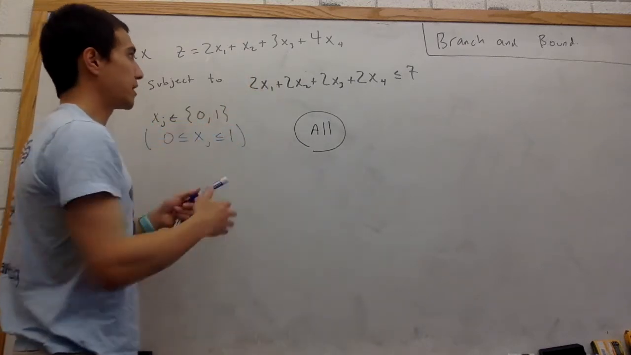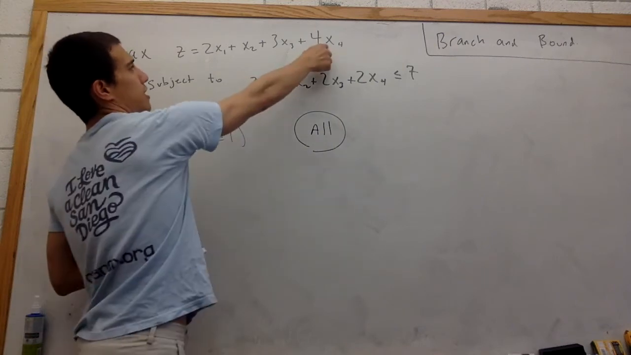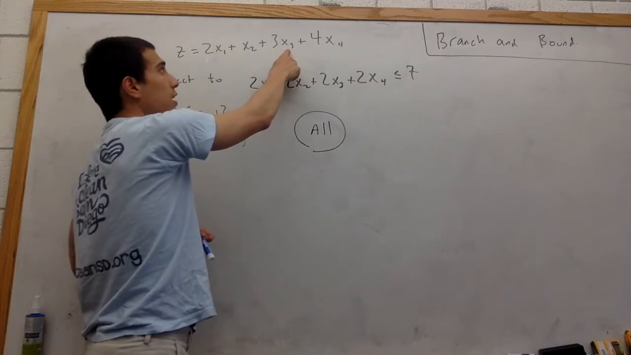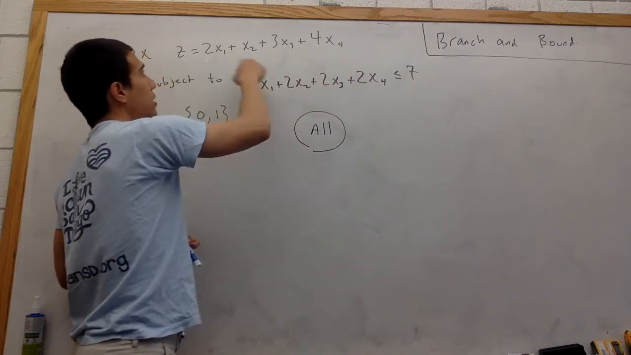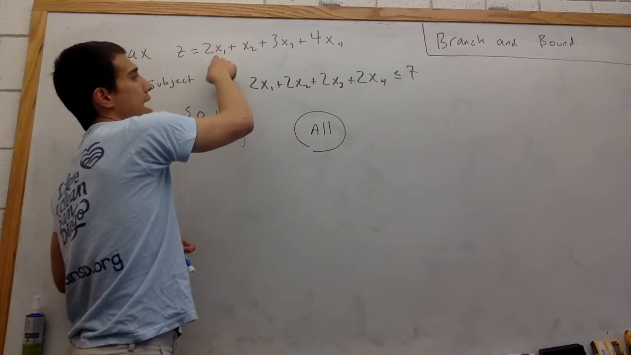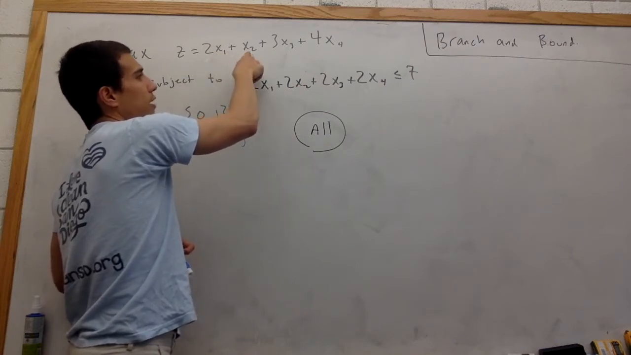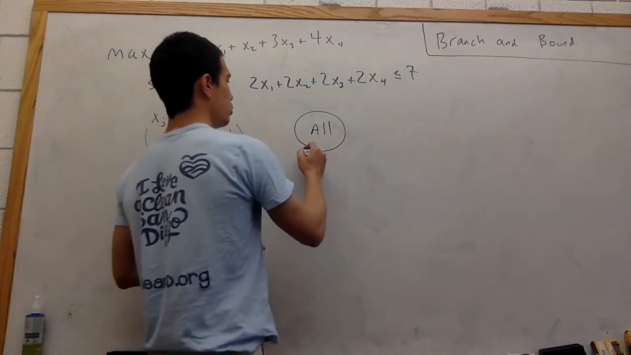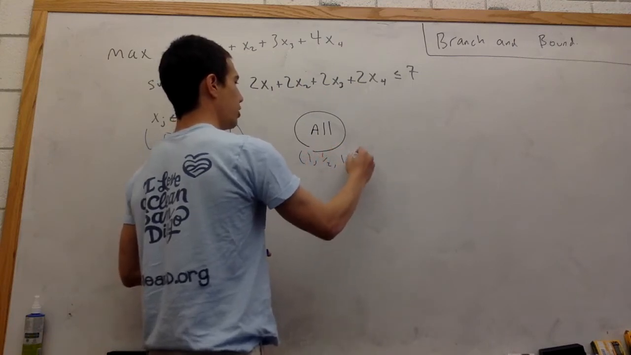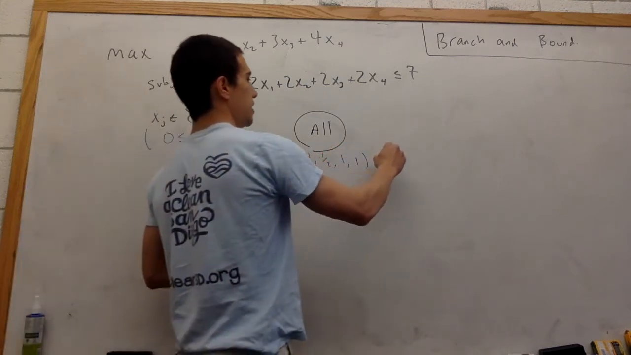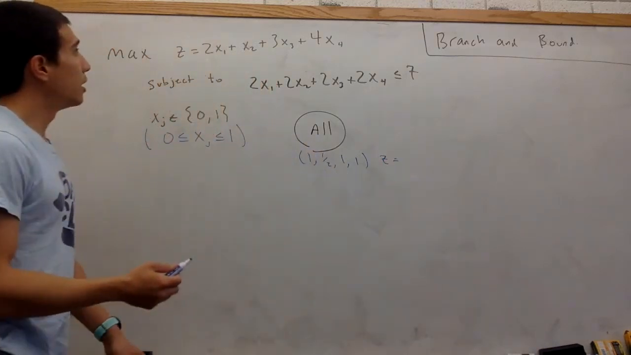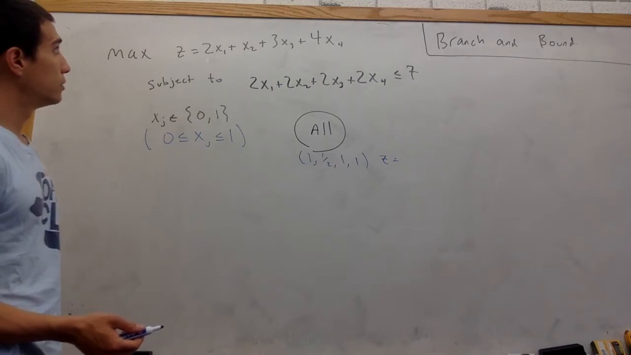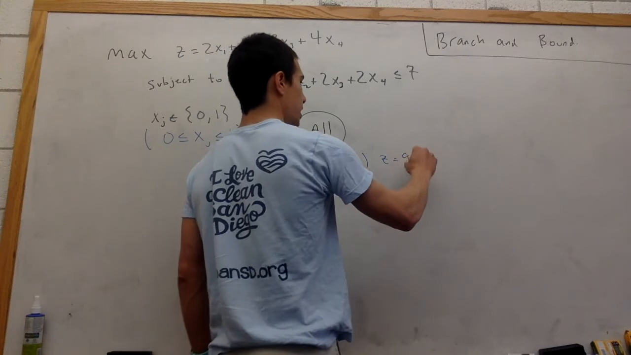So the LP relaxation solution for this is going to be, well, increase x4 as much as I can, up to 1. I still have room to work with, so increase x3 as much as I want, up to 1. I still have room to work with here, so increase x1. And then I can still increase x2, but not quite to 1, right? So I think the LP relaxation solution is going to be 1, 1 half, 1, 1. And this is going to give me a z value of 9 and 1 half.